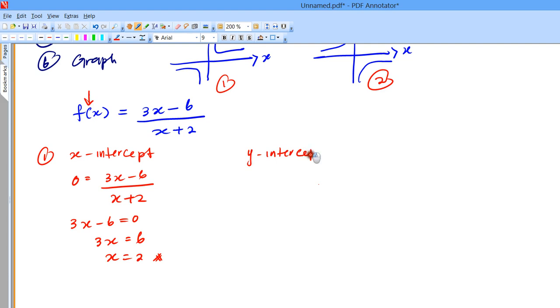And then we want to find the y-intercept. Just set x equal to 0. So we have y equal to (0 minus 6) over (0 plus 2) equal to negative 6 over 2 equal to negative 3. Okay, this is the x and y-intercept.